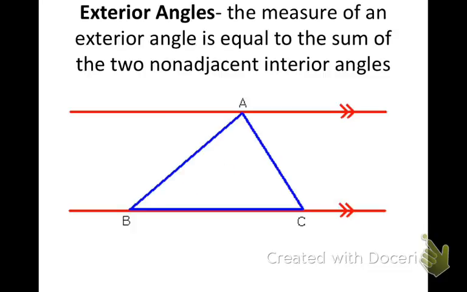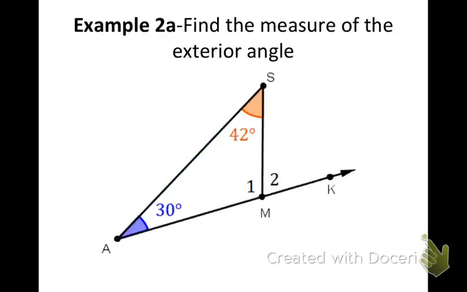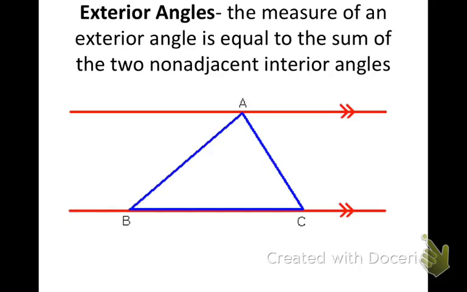We just looked at interior angles, and now we're going to look at exterior angles. So exterior angles are on the outside. I'm going to call this over here angle D. All right, so we have angle A, we have angle B, angle C, and angle D. Angle D is our exterior angle.